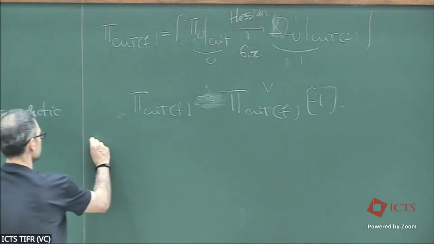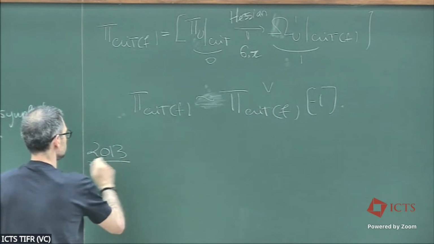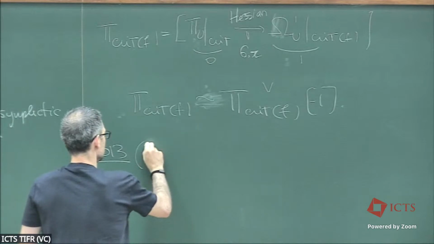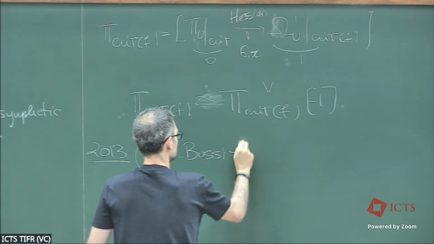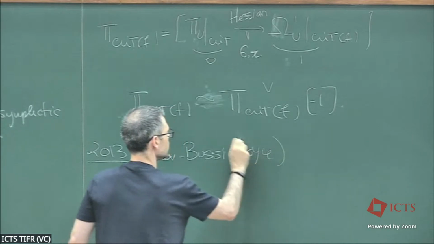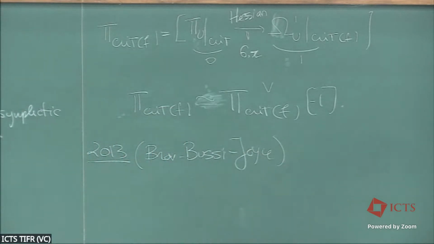So let's move a little bit further in time. Around 2013, Brav, Bussi, and Joyce showed that any such scheme or stack that admits a -1 shifted symplectic structure is locally of this form.